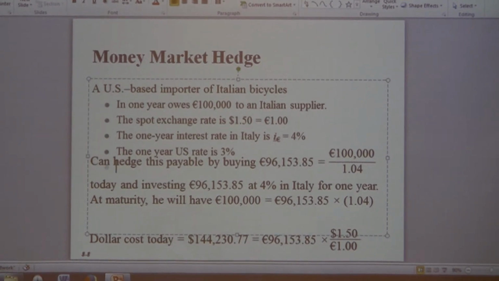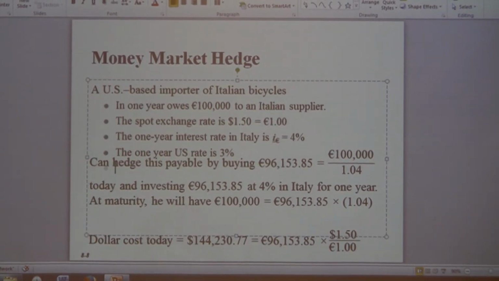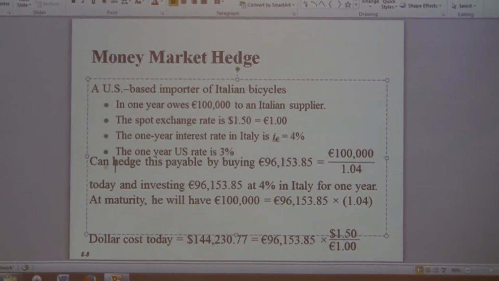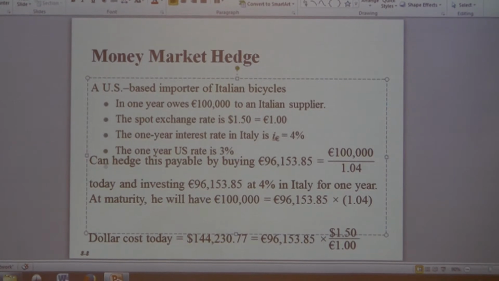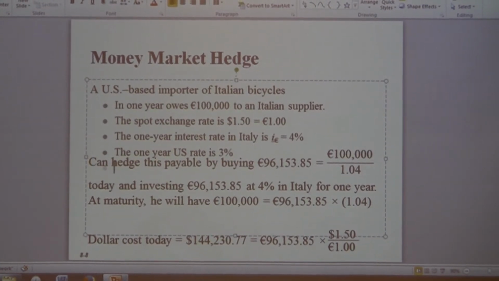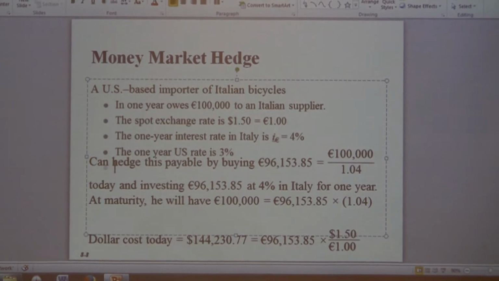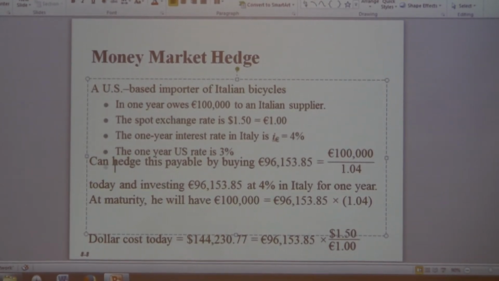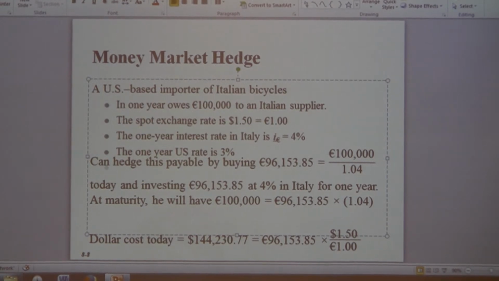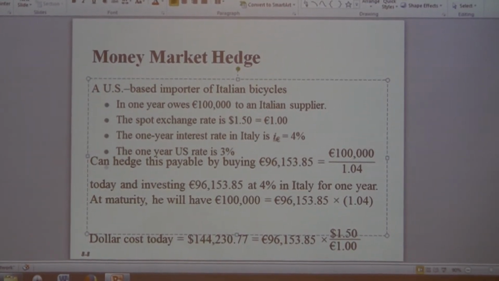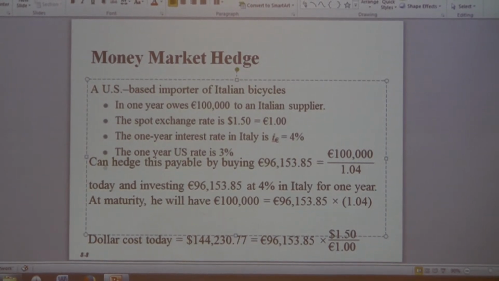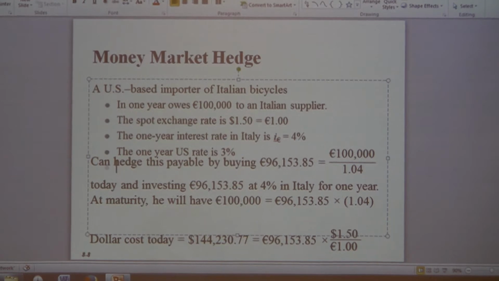So what is future value dollar cost? That is going to be the amount you have to pay. We already found that out. That is 144,230.77 multiplied by 1.03. So that gives you the future value dollar cost. So basically here, what we are assuming is that as a company, you are borrowing the $144,230 at an interest rate of 3%. That is one way to think about that.